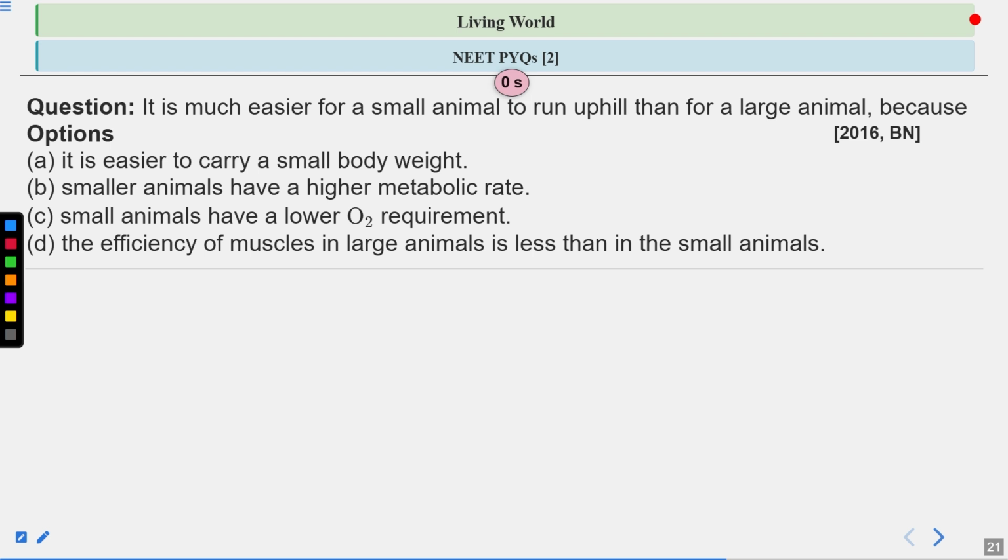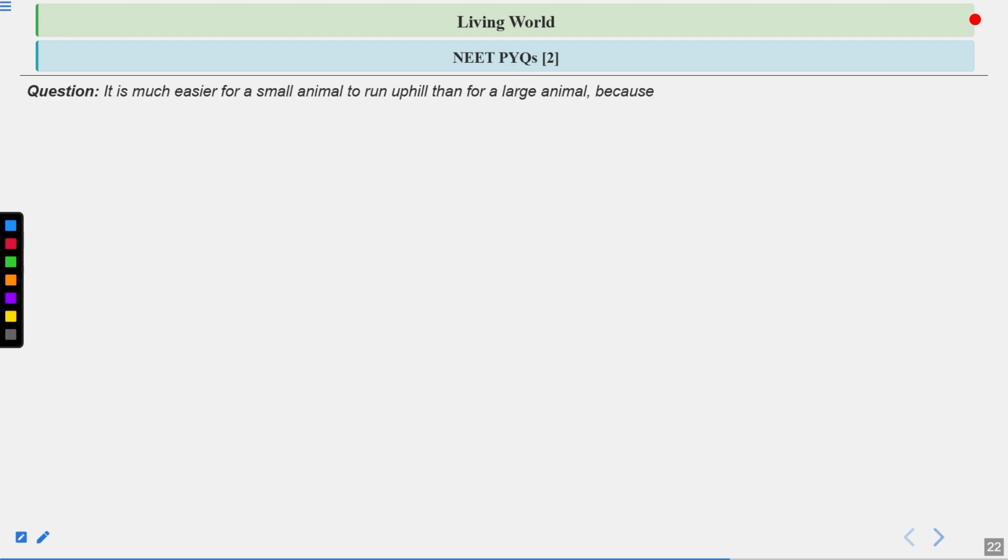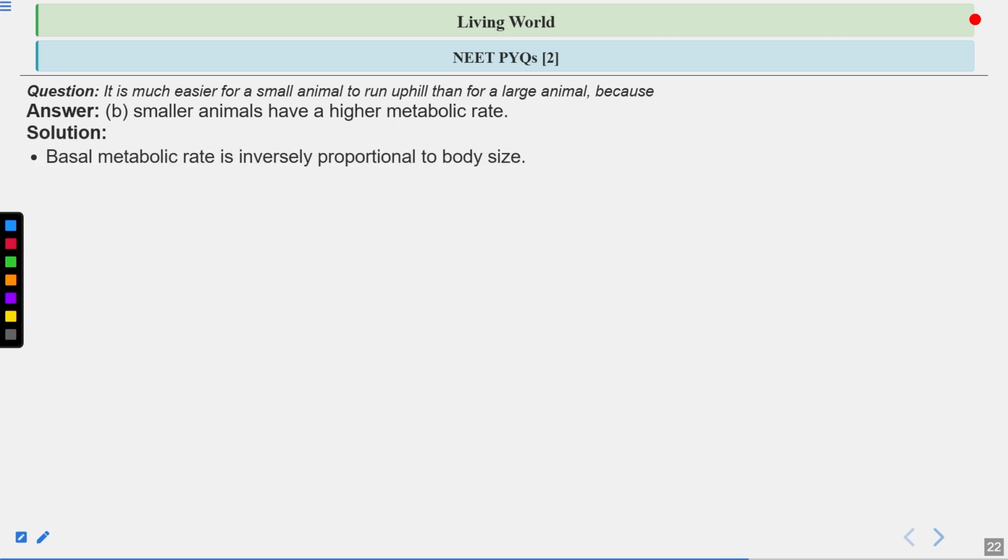So what will be the answer for this question? Okay, the answer is option B, smaller animals have higher metabolic rate. So if they have a higher metabolic rate, then they will produce more energy. Let's have a look at the explanation.